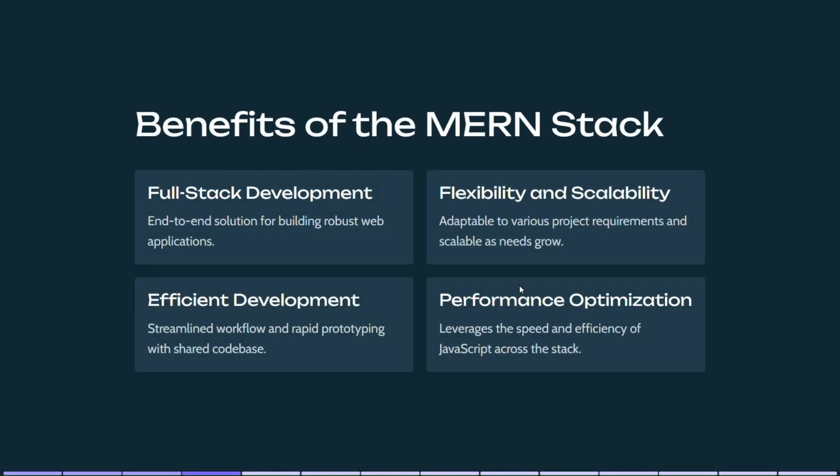So, what are the benefits of the MERN stack? First of all, it is full stack development, so we can make an end-to-end solution for building robust web applications. It is flexible and scalable. It can adapt to any project requirement and scale as we want. It is efficient development. It allows seamless workflow and rapid prototyping with shared code bases, and it is performance optimized, which leverages the speed and efficiency of JavaScript across all the stacks we are using.